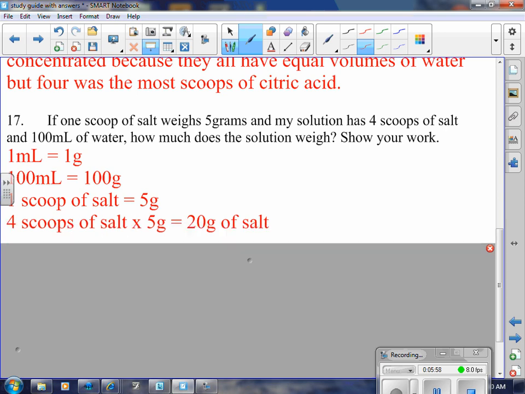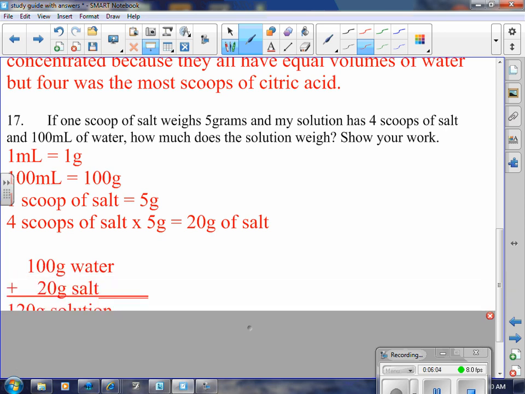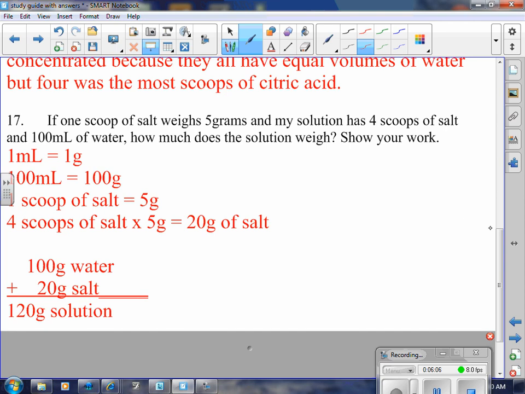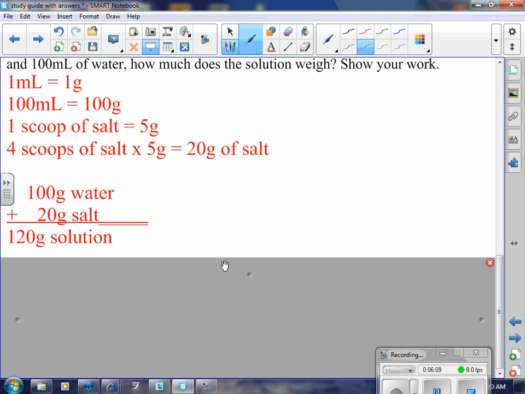So then I'm going to multiply 4 scoops times 5 grams, which is 20 grams of salt. So I have 100 grams of water and 20 grams of salt. I add those two up and I get 120 grams of solution in all.